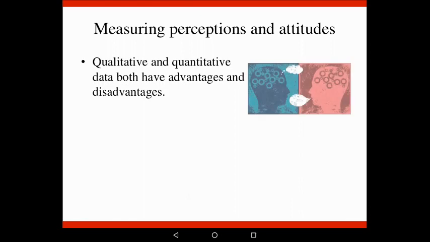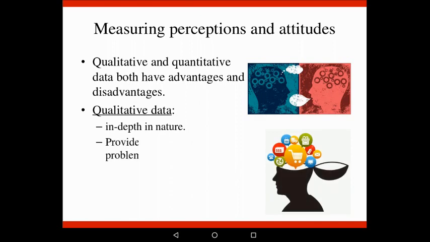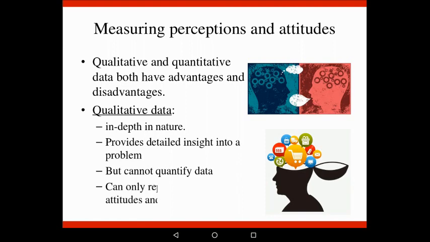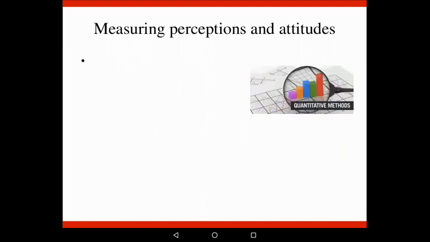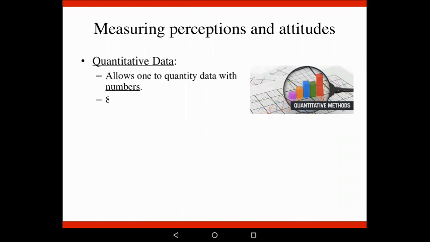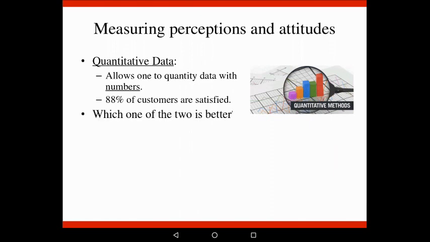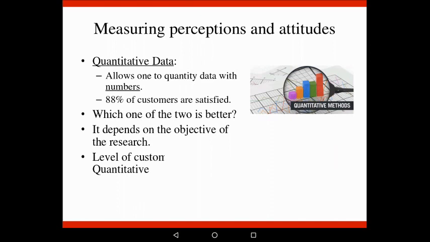Okay, qualitative and quantitative data have disadvantages and advantages, both of them. Qualitative data is in-depth. It provides very detailed information into a problem, but you can't actually quantify the data with numbers. You can't say this many people thought this and this many people thought that. You can only report on different respondents' attitudes and perceptions. Whereas quantitative data allows one to quantify in numbers. For example, 88% of customers are satisfied. Which one of the two is better? It's not better, it just depends on the objective of the research. Sometimes using them in combination is very helpful.